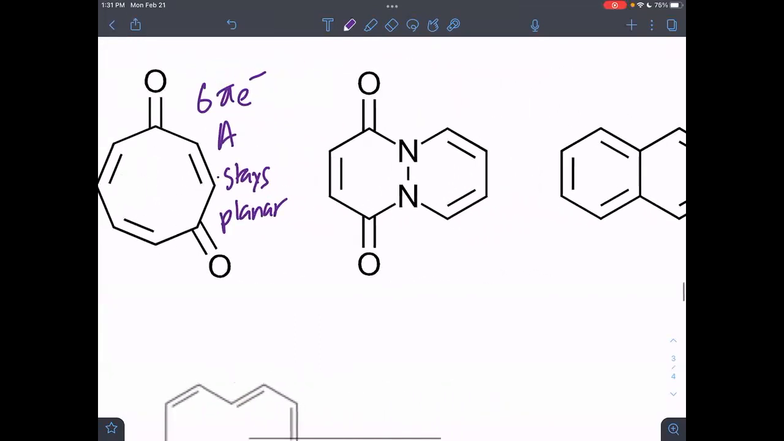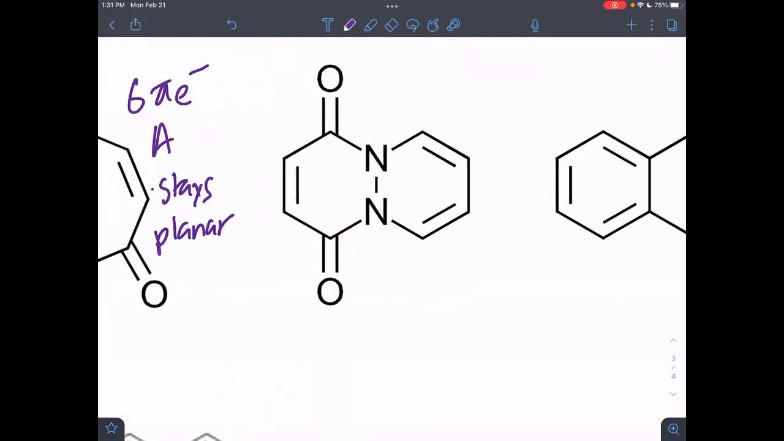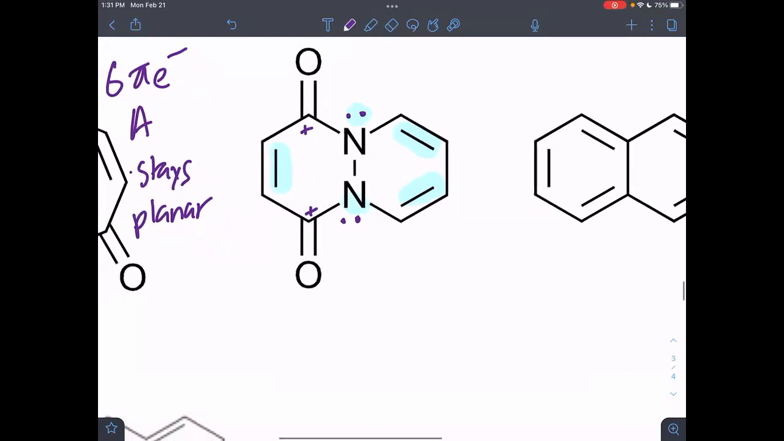Okay, now we have these bridged things. So what do we think about this one? It is aromatic. So how many total pi electrons are there? Yeah, so 2, 4, 6, 8, 10. And remember the carbonyls act as cations, so there's 0. 10 pi electrons is 4n plus 2, so that is aromatic.